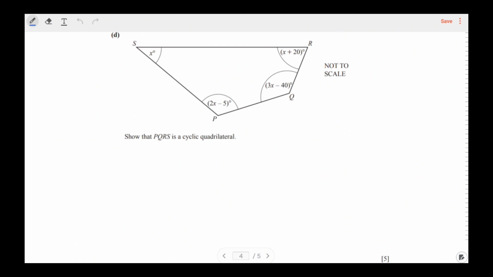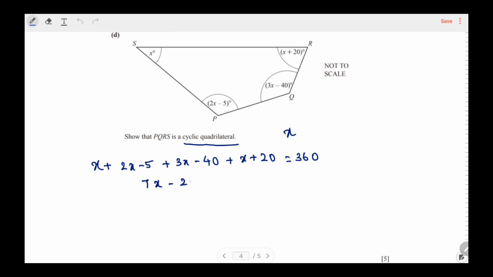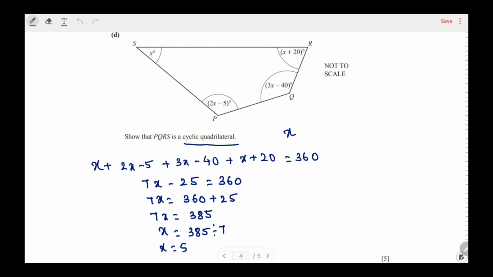Let's solve the D part of the first question. So we have to prove that the given quadrilateral is a cyclic quadrilateral. For this, first we will find the value of x. As we know that the sum of the interior angles of a quadrilateral is 360 degrees, we can form an equation with the given angles. x plus 2x minus 5 plus 3x minus 40 plus x plus 20 is equal to 360. By combining the like terms of this equation, we get 7x minus 25 is equal to 360. So let me move this 25 to the other side. That becomes plus 25. 7x is equal to 385 and x will be 385 divided by 7. x is nothing but 55 degrees.